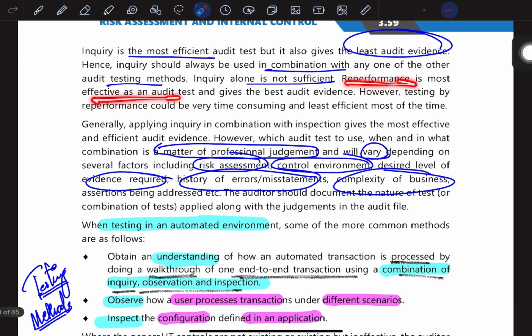Reperformance is most effective as an audit test and gives the best audit evidence. However, reperformance could be time consuming and least efficient. So what audit testing method should be applied is a matter of professional judgment of the auditor. It will vary depending on factors like risk assessment, control environment, evidence required, history of errors. So what type of test method should be applied is the matter of professional judgment of the auditor.